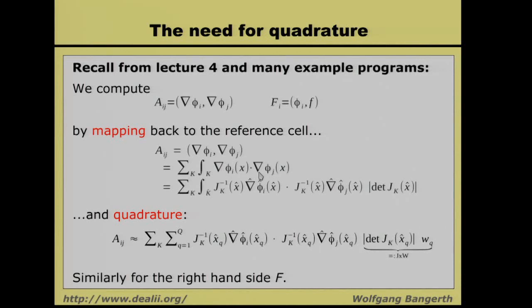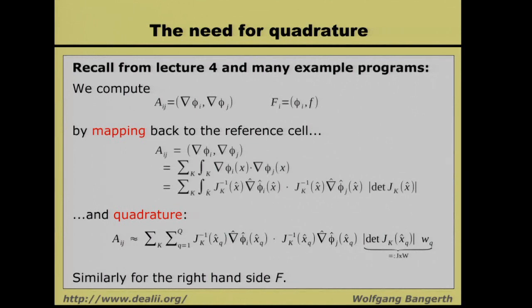And then we pulled everything back to the reference cell, K hat. So for every cell, we pull it back to the reference cell, and then do a coordinate transform from the real coordinates x to the reference coordinates x hat. And so in order to write the gradient of phi i, we wrote this as the inverse of the Jacobian times the reference gradient of the reference shape function on the reference cell. We do this for phi i. We do the same thing for phi j. And then we get the determinant of the Jacobian as a weight in there.